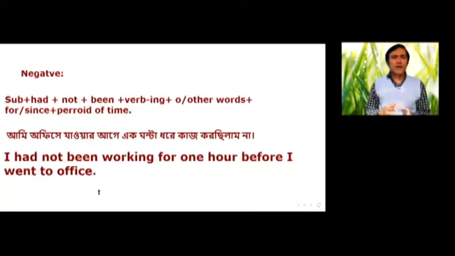Now we will learn how to make negative to past perfect tense. Subject plus had plus not plus been plus verb ing plus object or other words plus for or since plus period of time. I had not been working for an hour before I went to office.